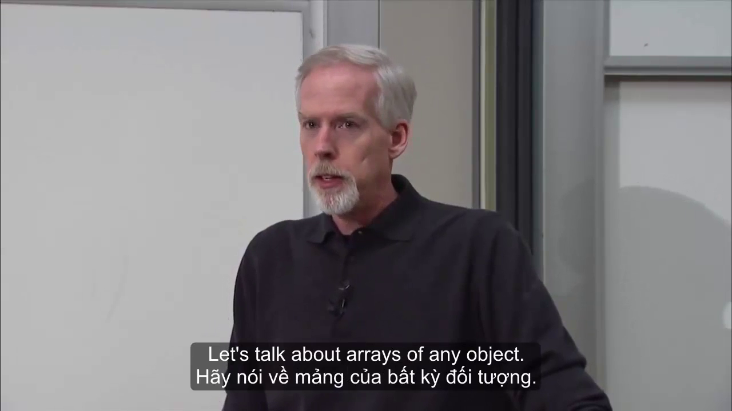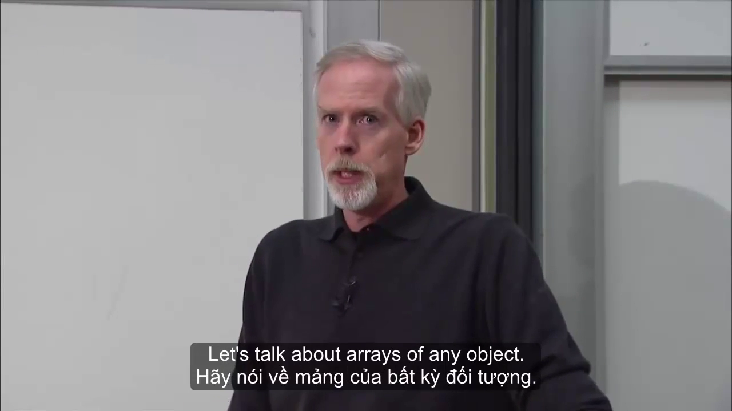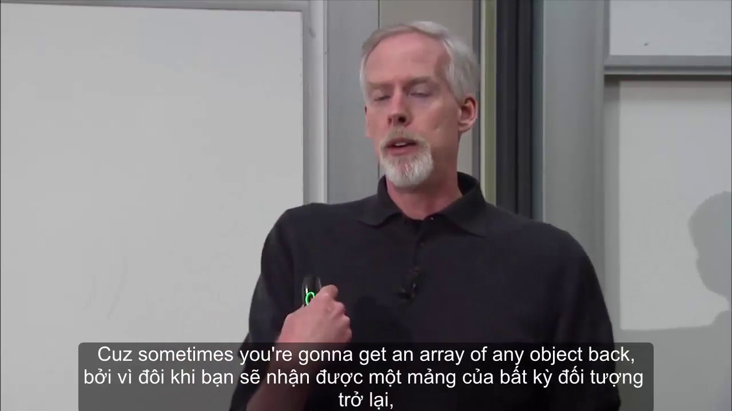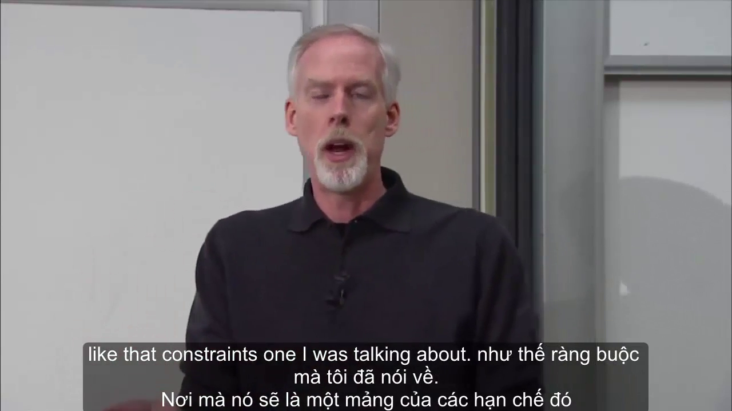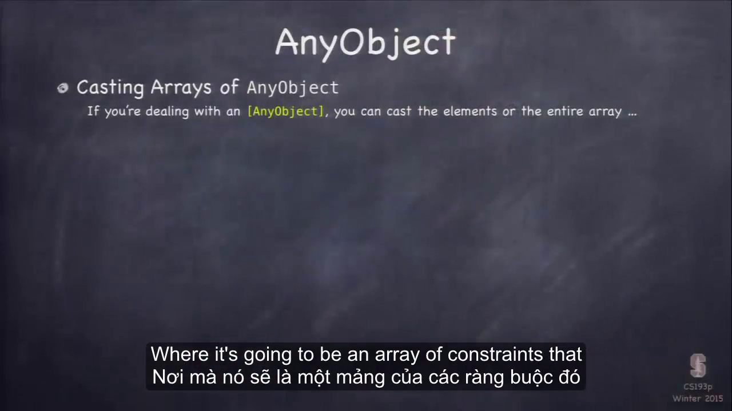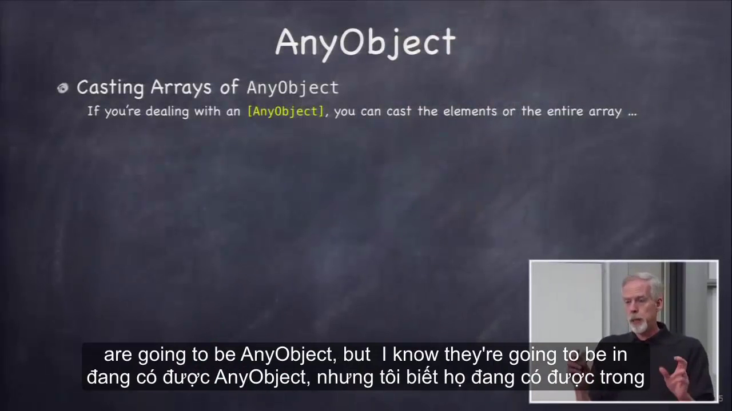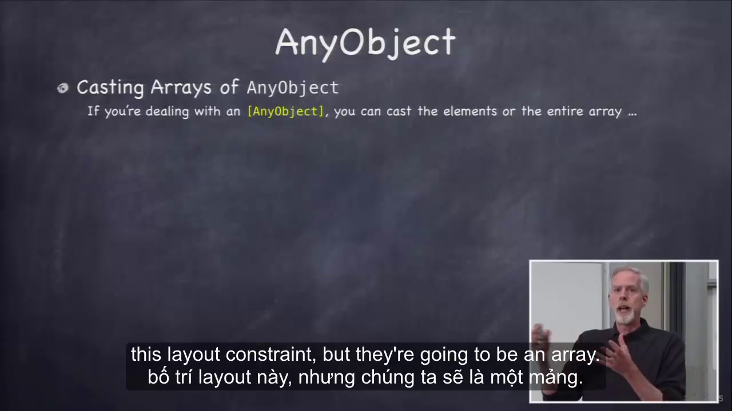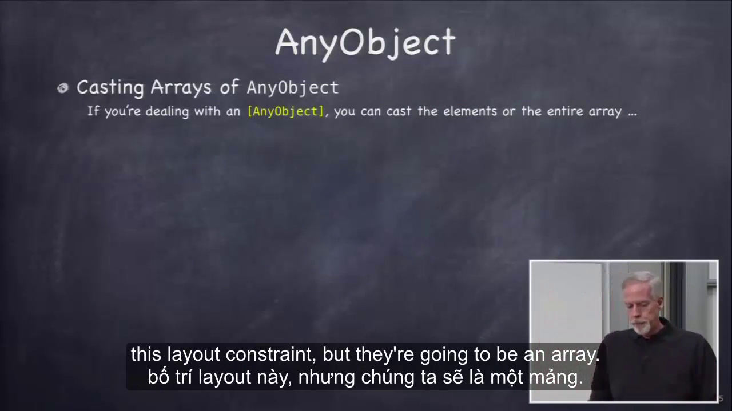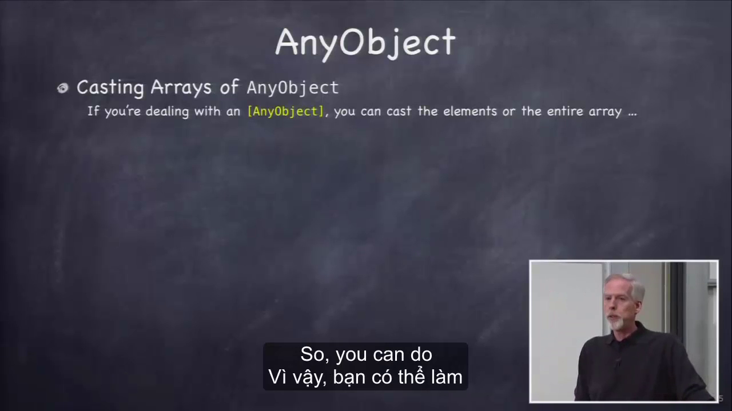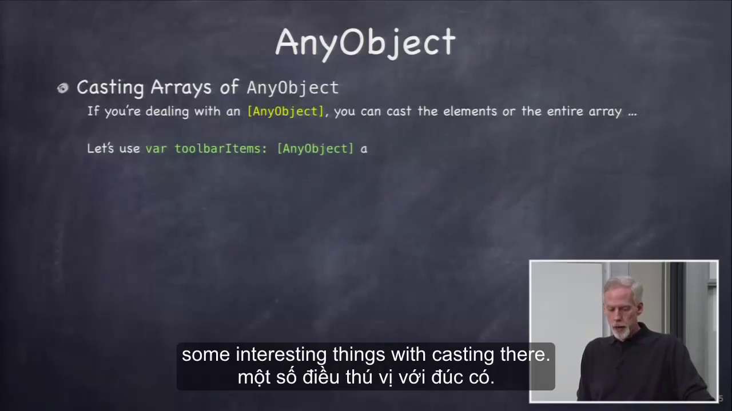Okay. Let's talk about arrays of AnyObject. Because sometimes you're going to get an array of AnyObject back, like that constraints one I was talking about, where it's going to be an array of constraints that are AnyObject, but I know they're going to be NSLayoutConstraints, but they're going to be an array. So you can do some interesting things with casting there.